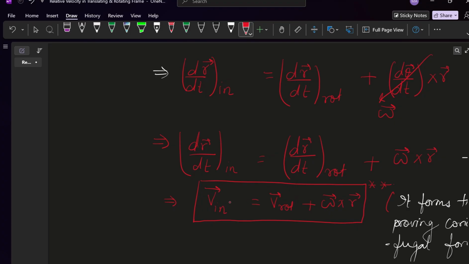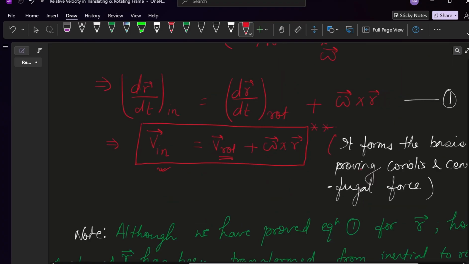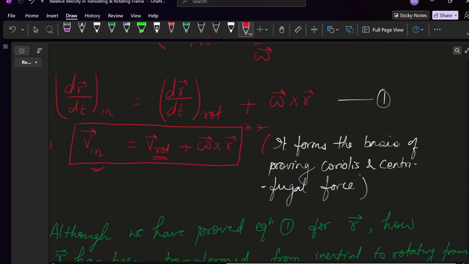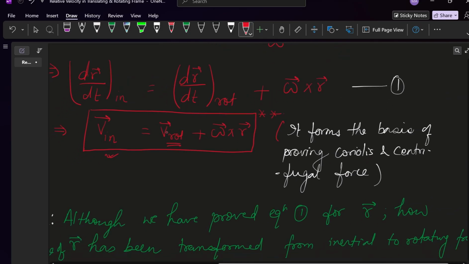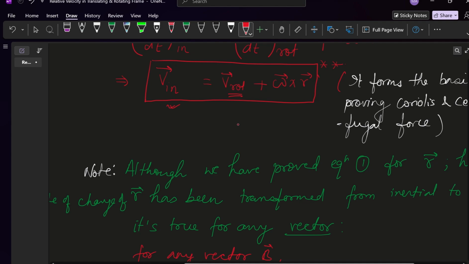Now you can think of that this velocity in the inertial frame is the vector sum of velocity of the particle seen by the rotating observer plus omega cross r. Very, very important. And it is going to form the basis to prove Coriolis and the centrifugal force. This is the exact equation we will be taking up. So in the next video, I'll be proving this centrifugal and the Coriolis thing also.